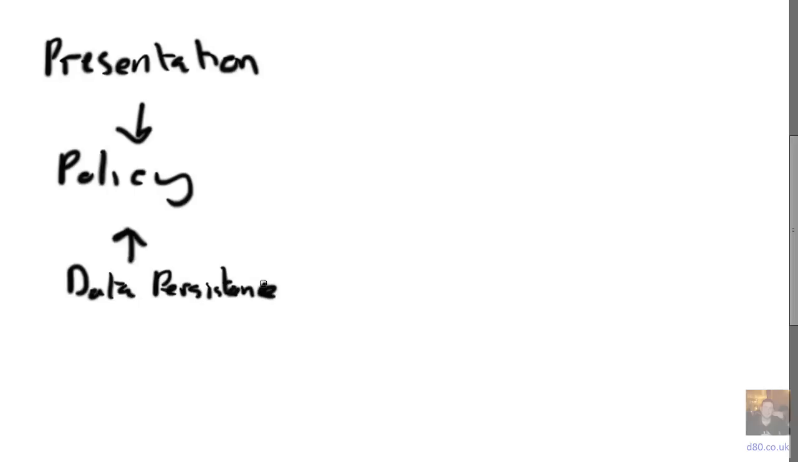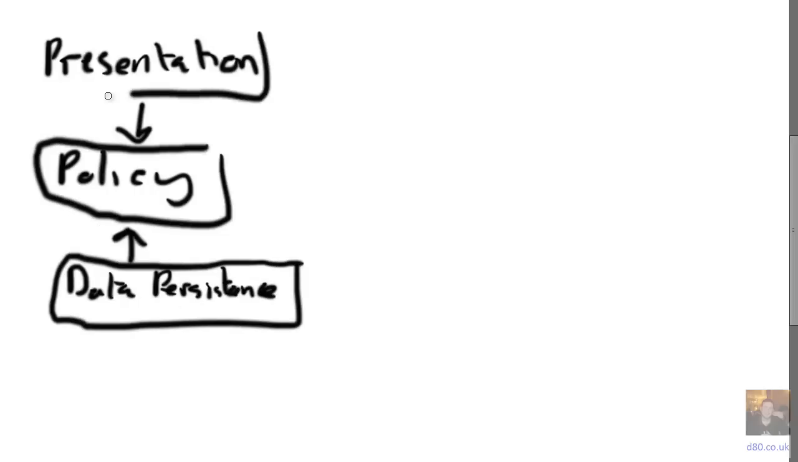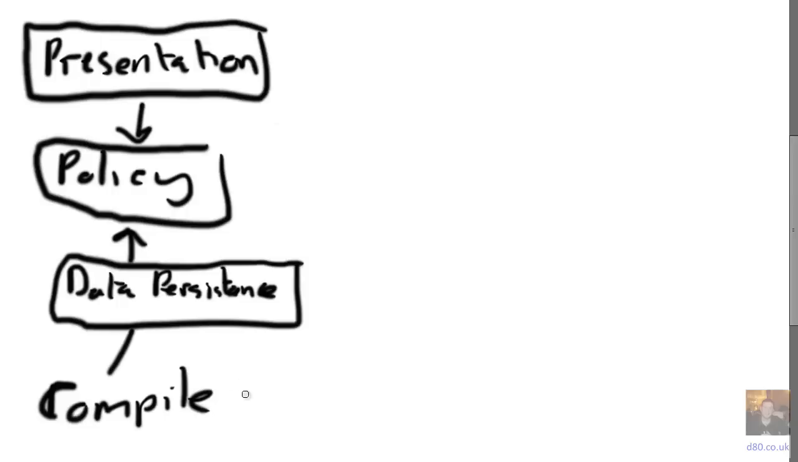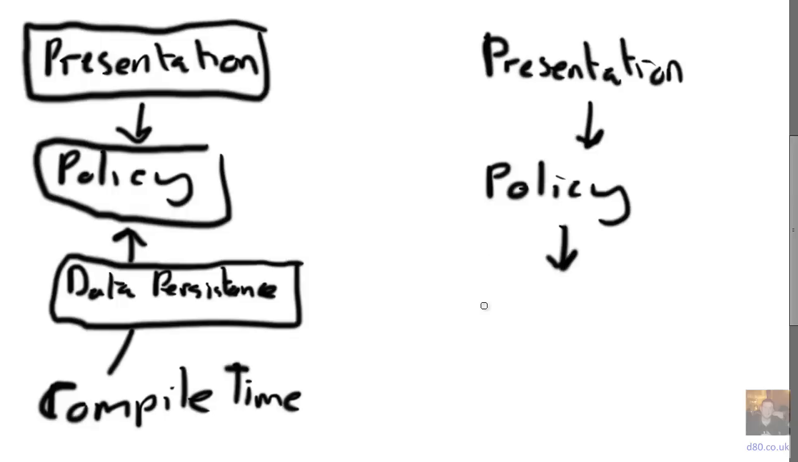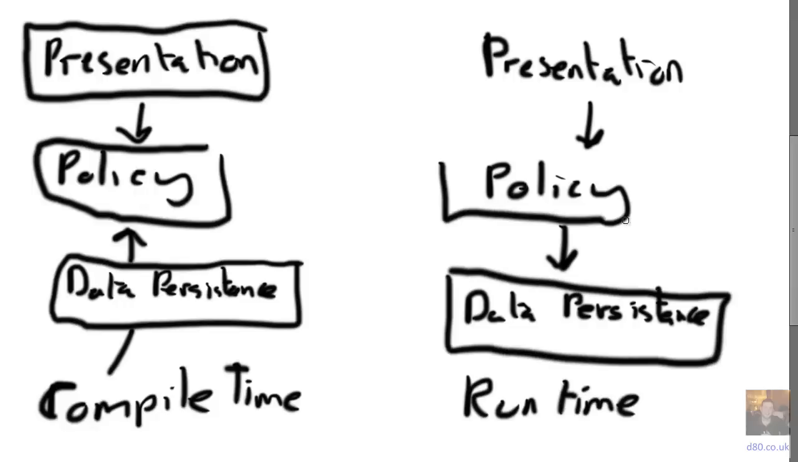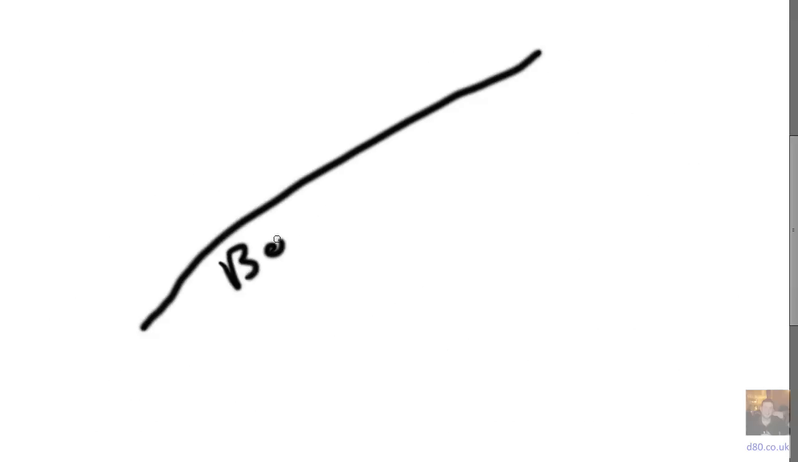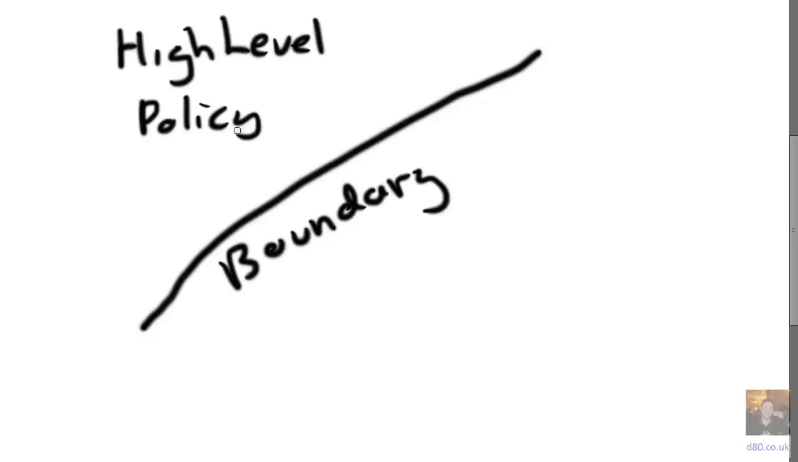Here it is again. Now this is at compile time, so here we have it. We've got data access and presentation depending on policy for compile time, but at runtime it is the normal way, because ultimately high-level policy has to talk to a database to persist. So at runtime it's the normal way.